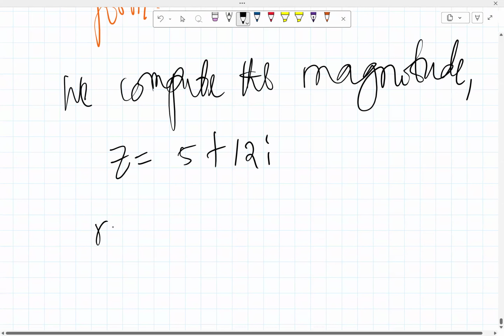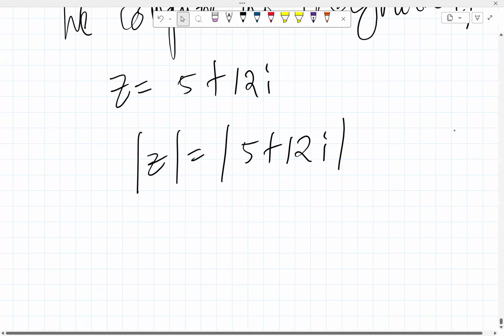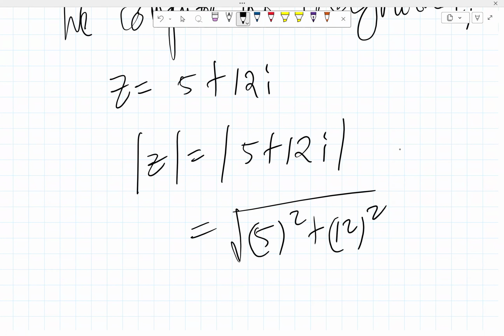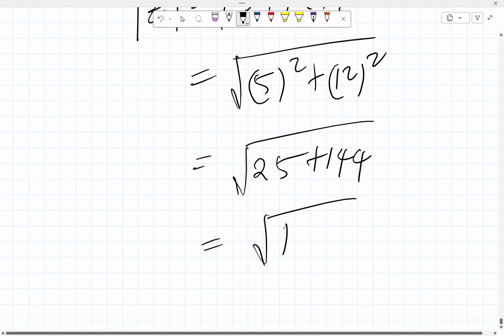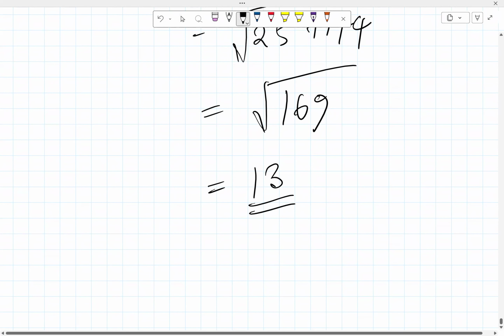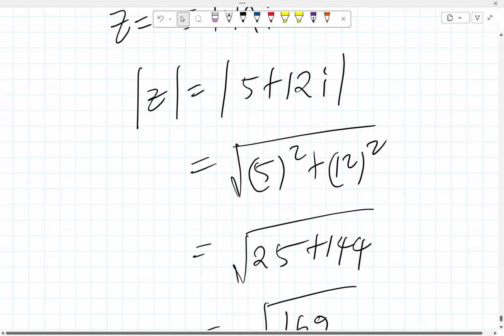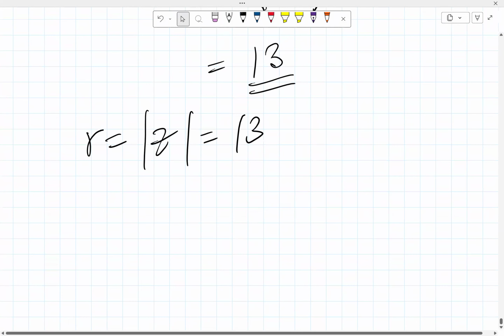In that case, the magnitude is the modulus of z, which is the modulus of 5 plus 12i. That simply means the square root of 5 squared plus 12 squared. So that is equal to the square root of 25 plus 144, which is 169. The square root of 169 is simply 13. So what we call r, which is the magnitude of z, is actually 13. So in polar form, r is 13.